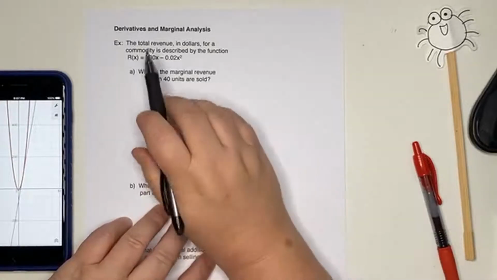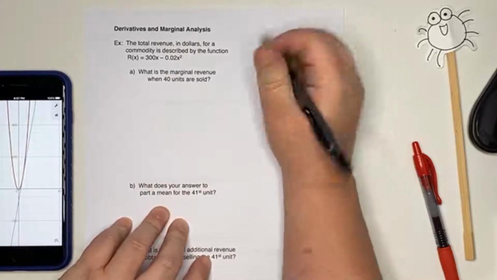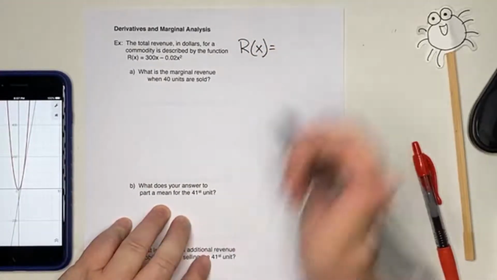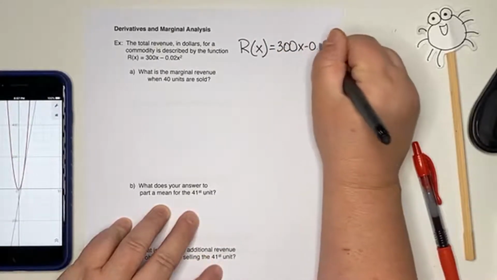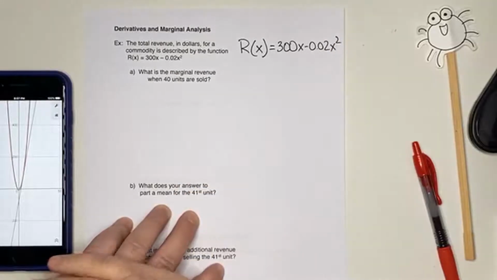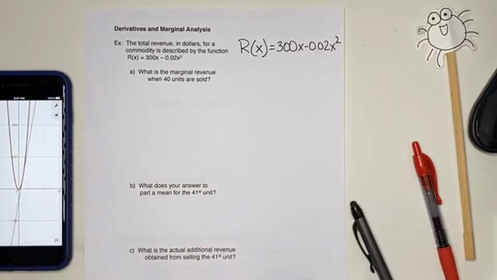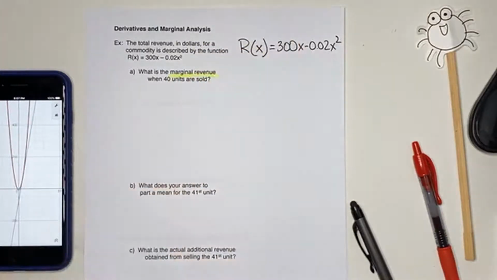Okay, the total revenue in dollars for a commodity is described by the function, and you know me, I'm going to rewrite it so it's a little bit bigger. R of x, so that's revenue, equals 300x minus 0.02x squared. Then what is the marginal revenue? I'm going to underline it in yellow, and I'm going to give you three guesses, and the first two don't count. What do you think we're going to do to find the marginal revenue?